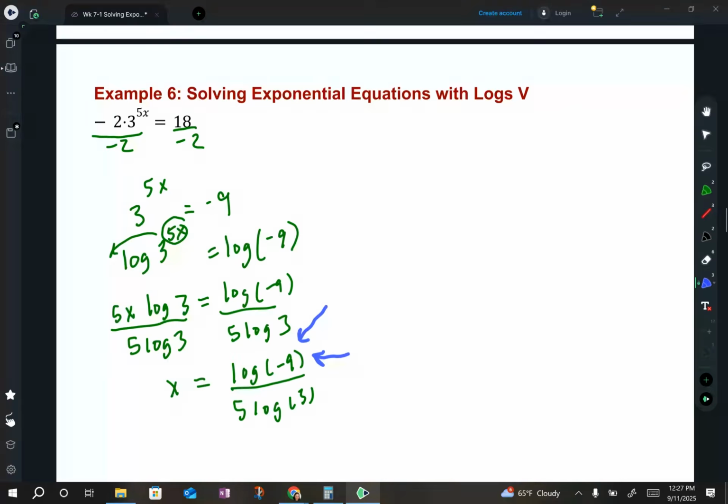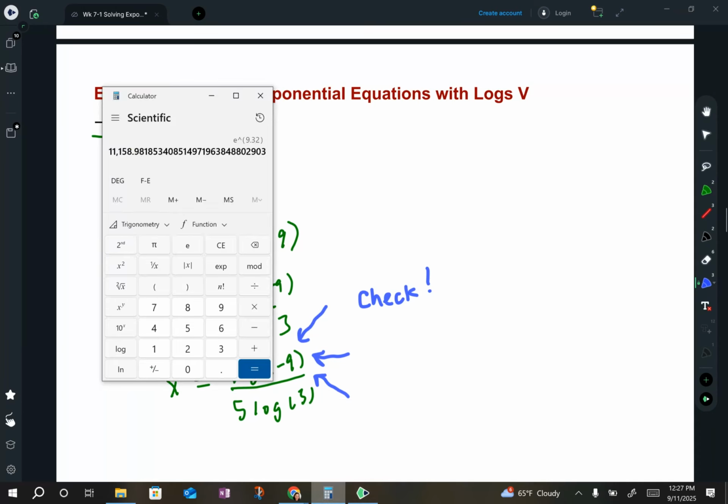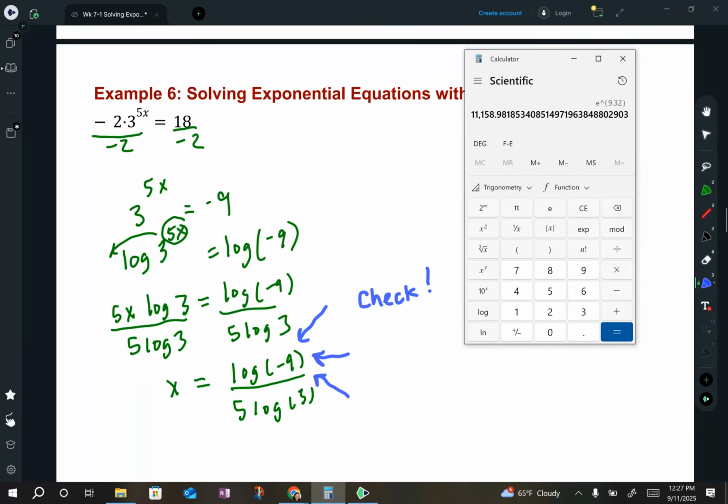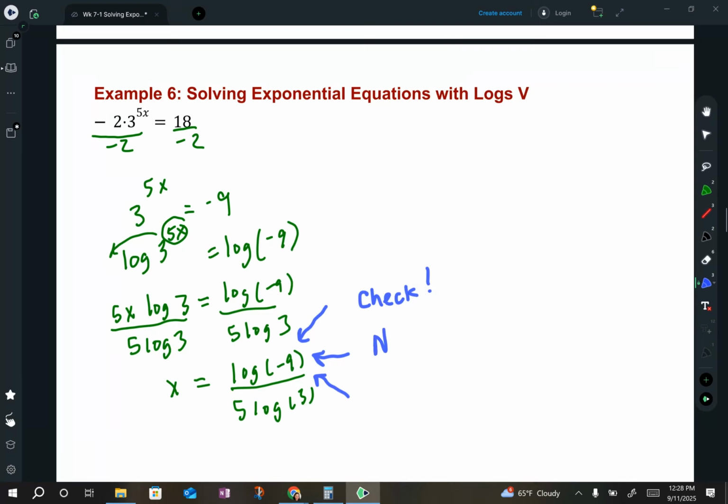So this is an example of where you really do have to check all your solutions, because sometimes you can just be doing the algebra and the logs get away from us. If we were to check this one with our calculator, and we tried to take the log of -9, it would give an invalid input, telling us you cannot take the log of a negative number. So this actually has no solution.